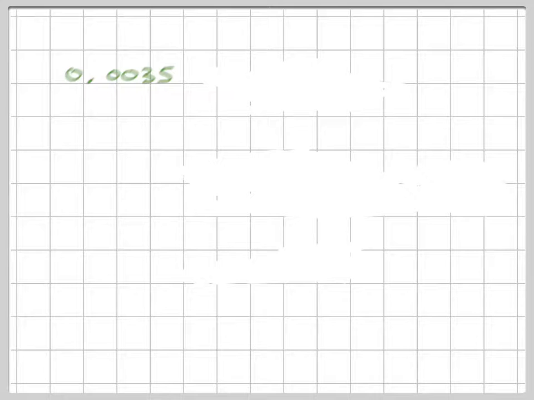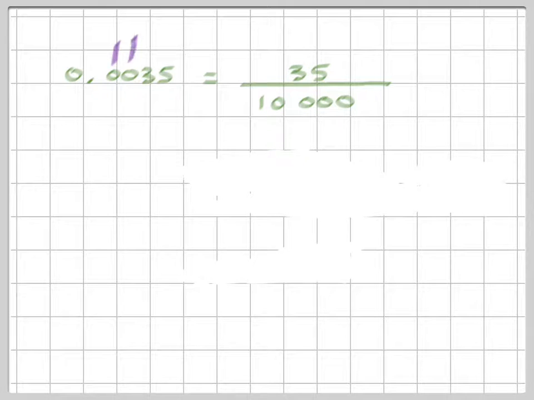Right, the last example is a small number. First step is we're going to make it into the fraction, and we know it's over 10,000 simply because that's our tenths, that's our hundreds, that's our thousands, and that's our 10,000ths. So it's 35 over 10,000.